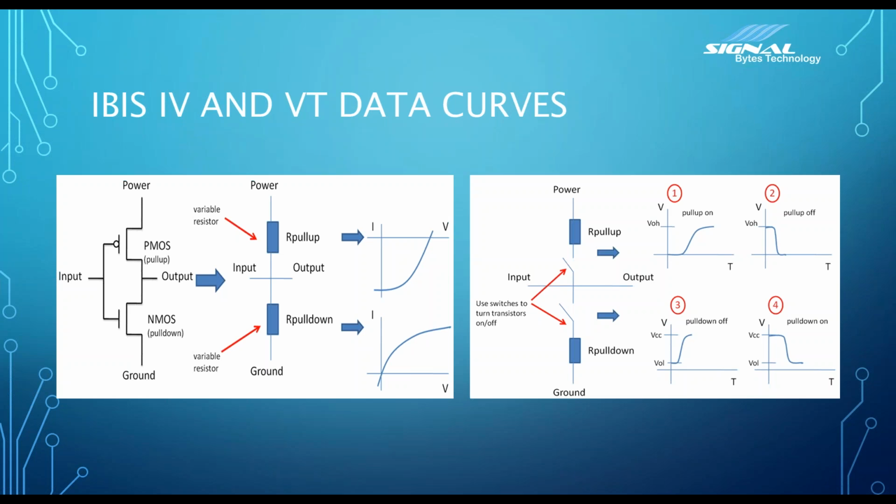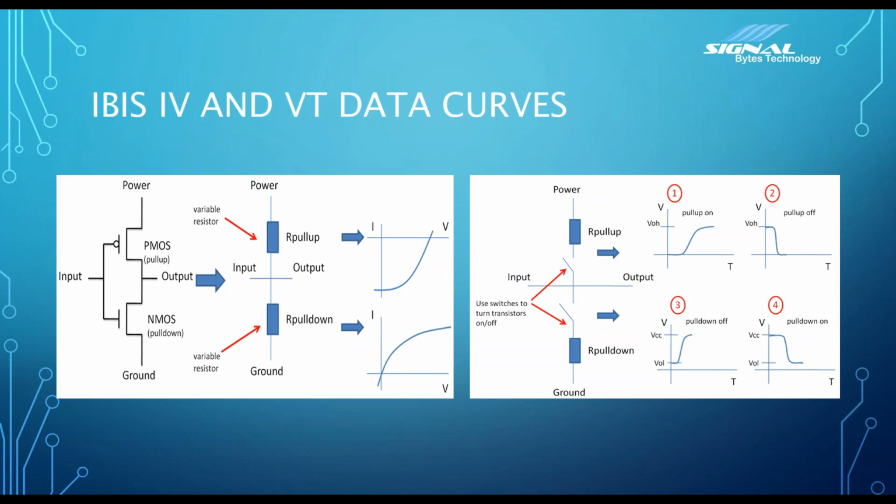But there's still one piece missing from that, okay? And this is what the voltage time data does. The voltage time data is there basically to tell you when to turn the transistors on and off. So they're kind of like switches, okay? And you typically have voltage time data that shows for each of your pull-up and pull-down when they turn on and when they turn off.